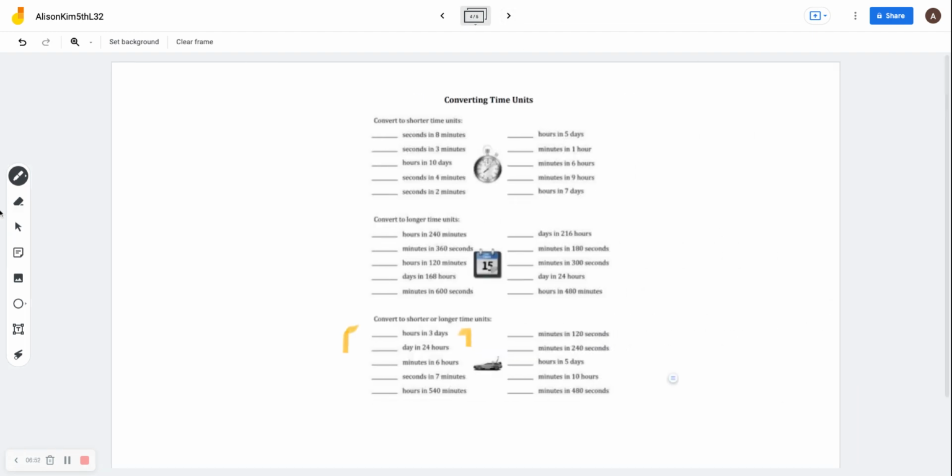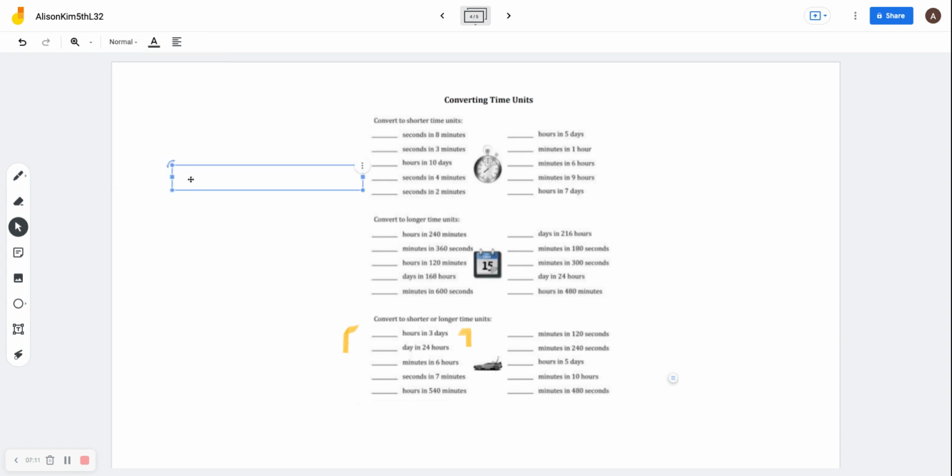Moving on, we're going to work on some converting time units. So when you do this, you need to know your conversions. Especially in this one, it looks like it's focusing more on time. So we're going to write that down right here. Let's write it down.